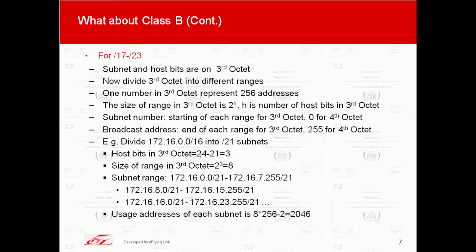How many subnets do you get? The calculation is the same. You need to know how many subnet bits you have. In this case, you have 5 bits, right? Then it becomes 2 to the power 5, which is 32.